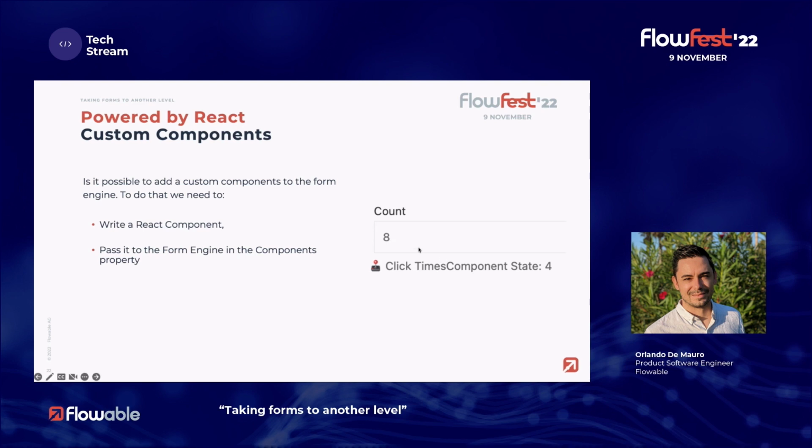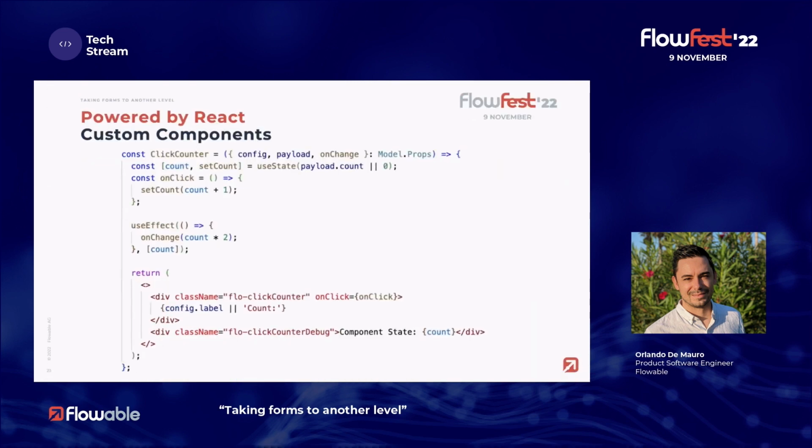So here on the right, you see a small example, a click counter. And what we want to achieve is that every time we click on the component, we render in an external text input double the value of the clicks that we made. So as we said, to do it, the first step is to create the component. So here you can see an example of the component that we created. It's just a simple click counter where every time the user clicks on the div, we just set the count +1. And then we have a useEffect.